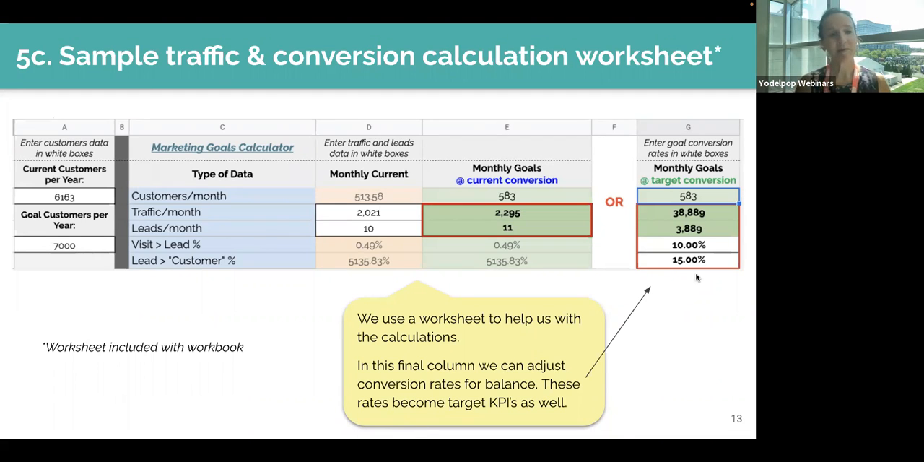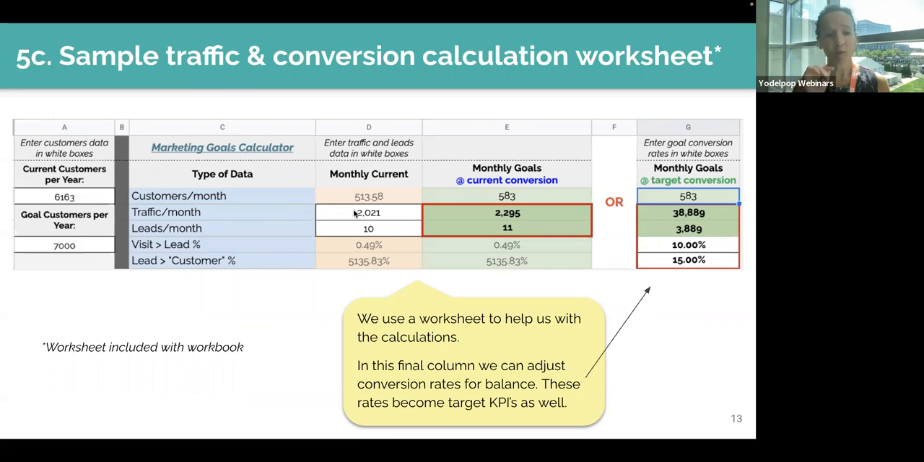So the way this tool works is there are 6 fields with a white background. Those are the fields that have inputs. So you enter your data there and you start over here. Up on the top, we have current. Right now, we're getting 6,163 donors every year. We need to get that up to 7,000. So we're going to enter our goal here.